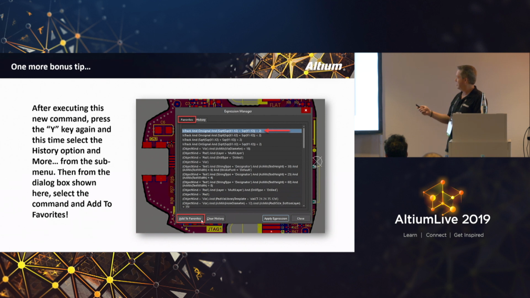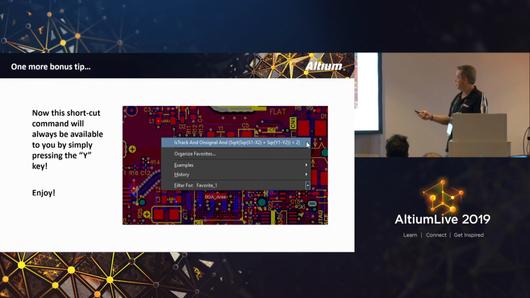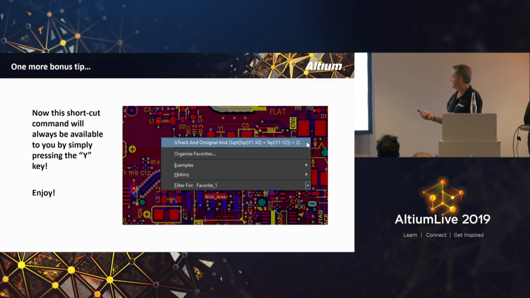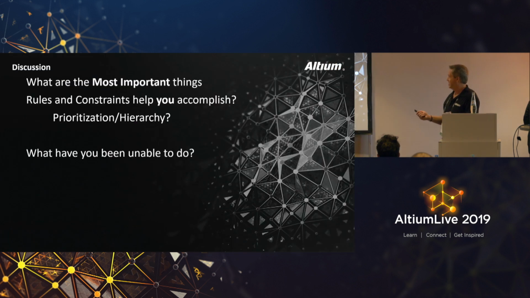Then, after modifying that, it's in my history tab. And then I simply went and clicked Add to Favorites. It added it to my Favorites tab. And now when I press the Y key, it's right there at the top of my pop-up context-sensitive menu. And I just run that, and goodbye to all those stubs. Out of mind, out of sight. Okay, that concludes my portion of the presentation.